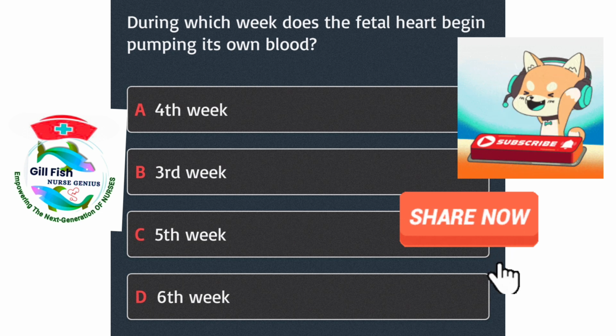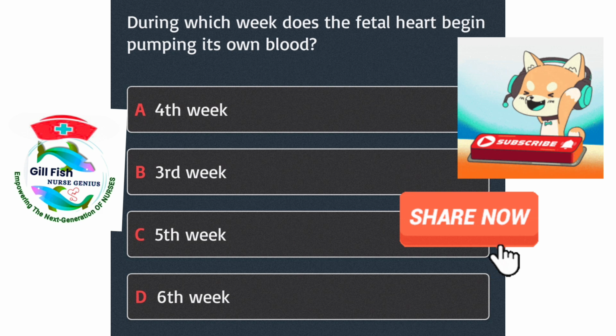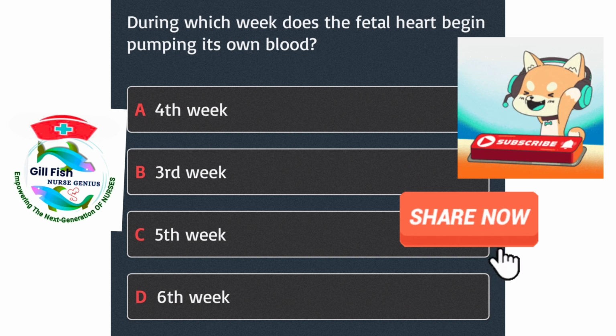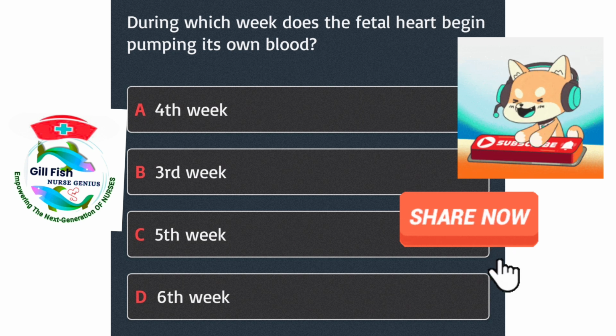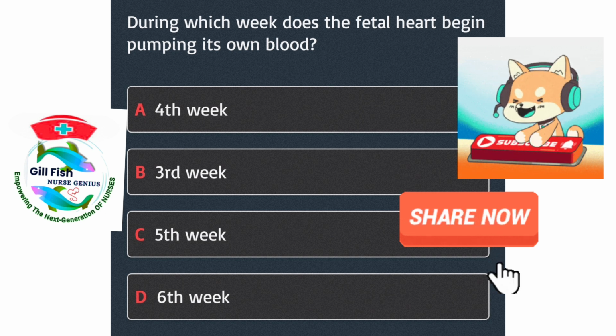During which week does the fetal heart begin to pump blood? When does the fetal heart begin to pump? Option A, 4th week; option B, 3rd week; option C, 5th week; option D, 6th week. So what could be the correct answer? When does the baby begin to pump the blood? Usually it happens on the 22nd day after conception. That means the correct answer is option B, 3rd week.